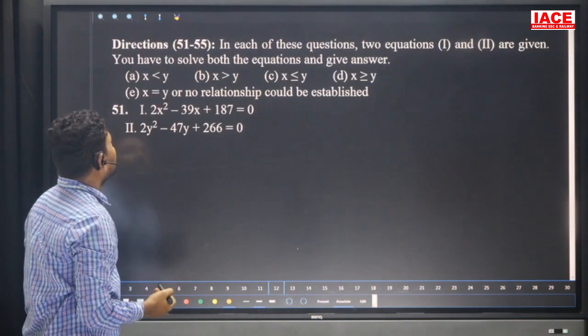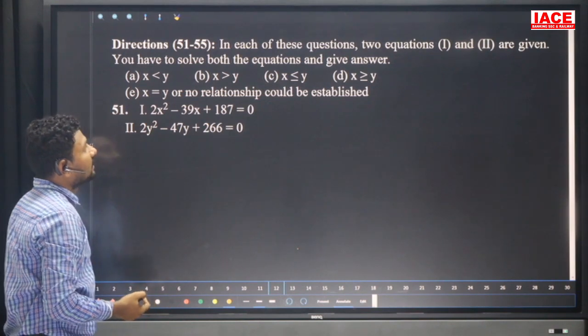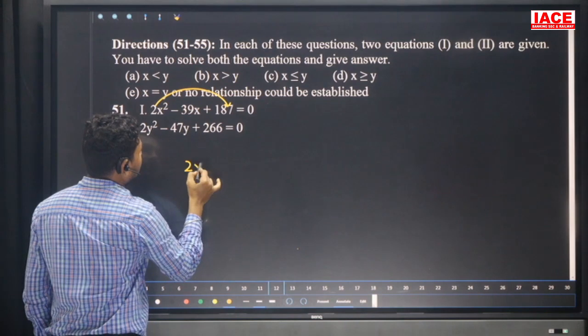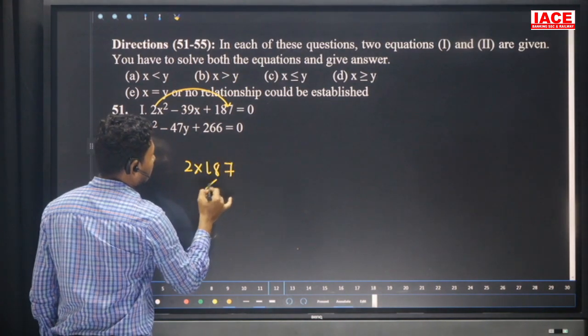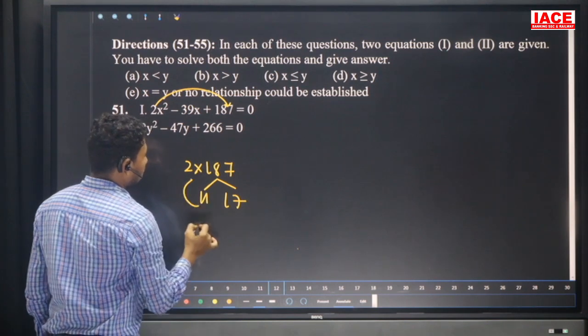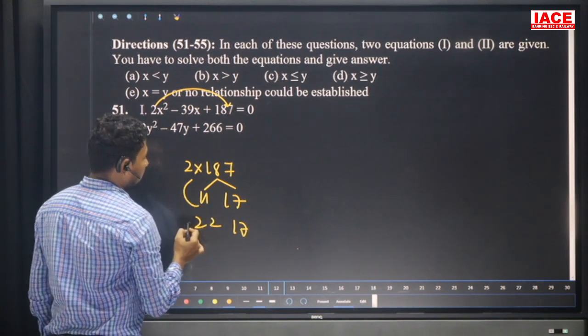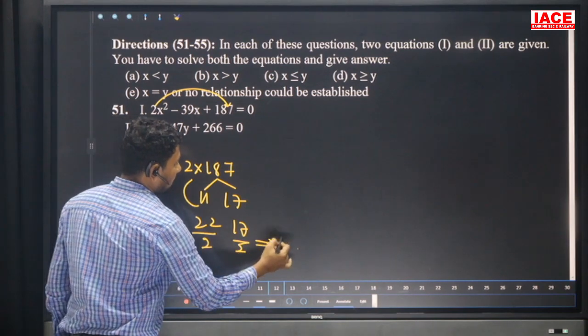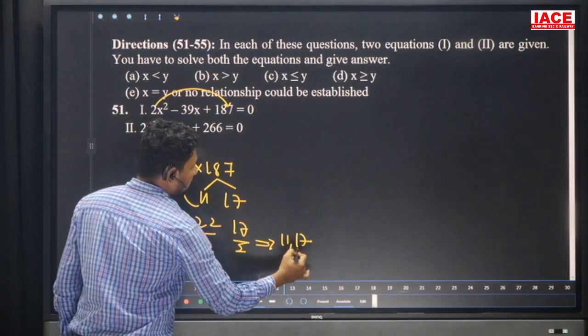We have a quadratic equation 2x square minus 39x plus 187. So 2 can be multiplied to 187. 2 into 187 and separating with 11. 11 into 17. Here 11 2s are 22 and 17. 22 and 17 is divisible by 2, and the final factors are 11 comma 17 by 2.